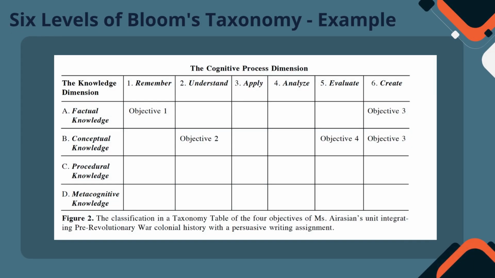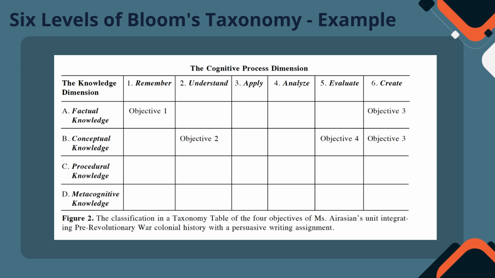Okay, so with six levels of Bloom's taxonomy, here is an example that was taken from our reading. It's Miss Gwendolyn, who teaches a history class, and she describes a classroom unit in which she integrates pre-Revolutionary War colonial history with a persuasive writing assignment. And so there were four specific objectives that were included in the reading. So the first objective is that she wants her students to remember the specific parts of the parliamentary acts, for example, the Sugar, Stamp, and Townsend acts.